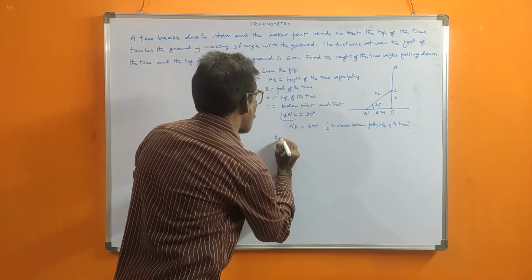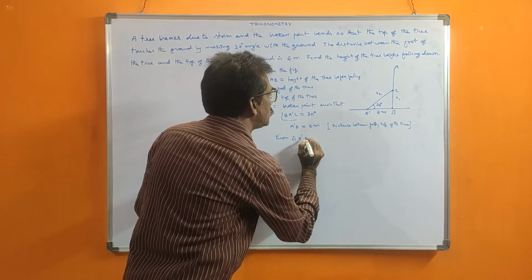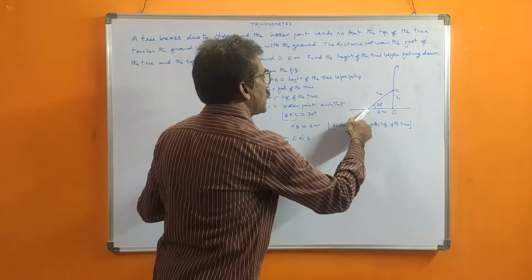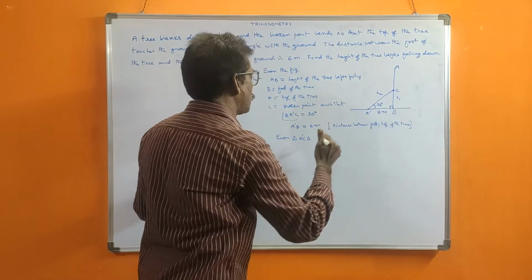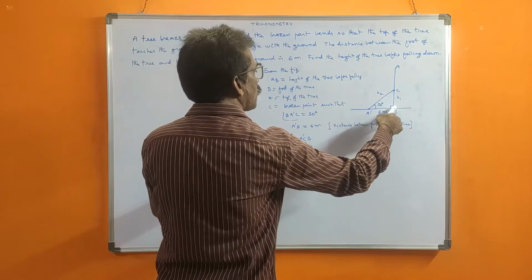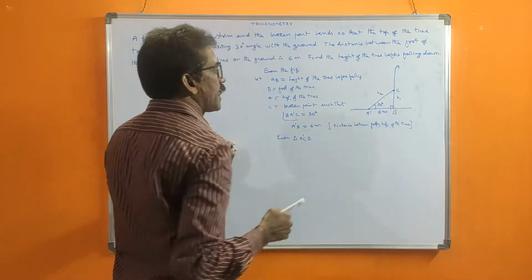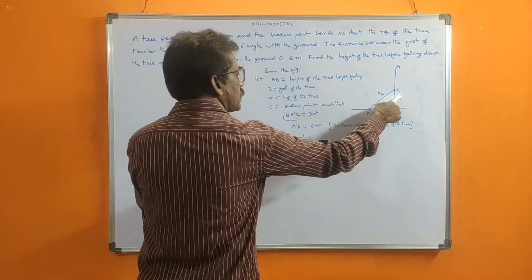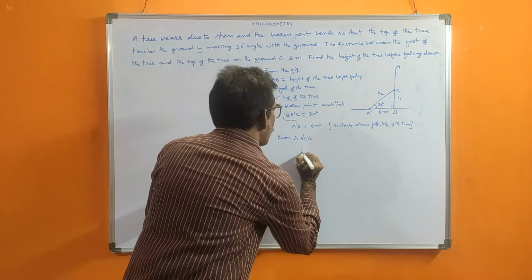Once you know the given data, now we apply the trigonometric ratios from this triangle. So from triangle A dash CB, this is the right angle. From this triangle only, first we can calculate this one. For this triangle, this is the opposite side, this is the adjacent side, so we should take tan.